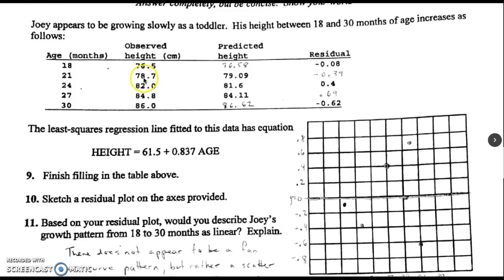The residual for the second one, 78.7 minus 79.09, would give you negative 0.39. For the next one, 84.8 minus 84.11 would give me a residual of 0.69. And the last one, again, if you have a negative residual, this number's higher. So 86 plus the 0.62 would give you 86.62 for the predicted height.